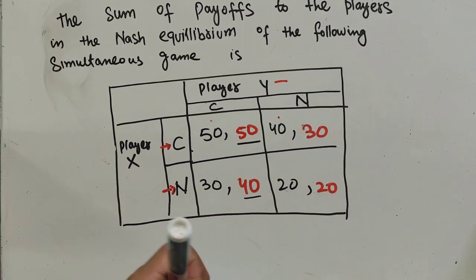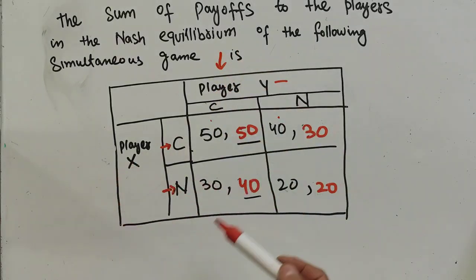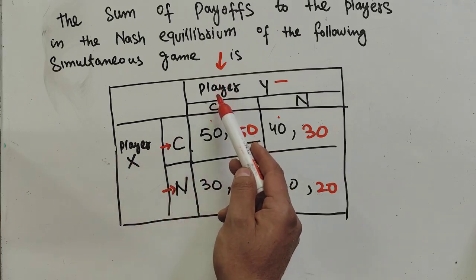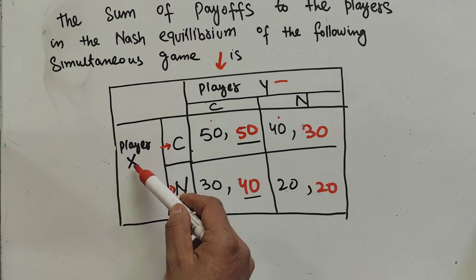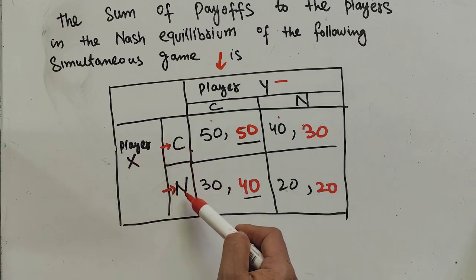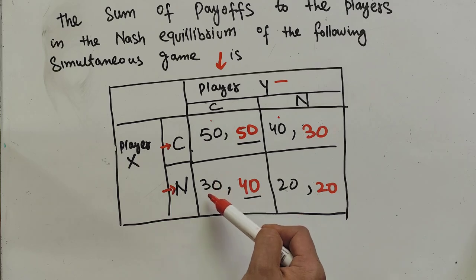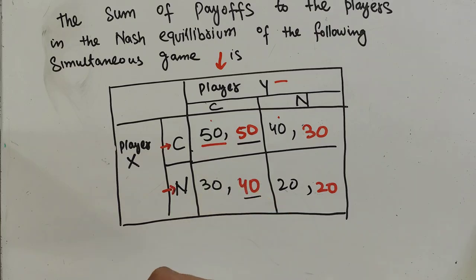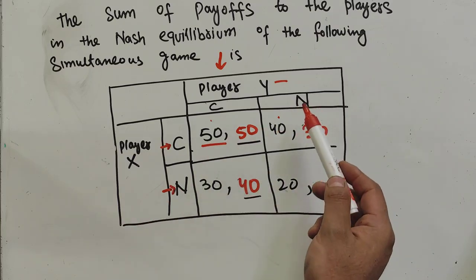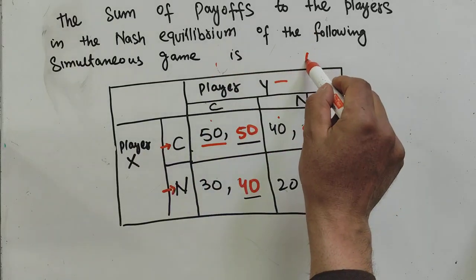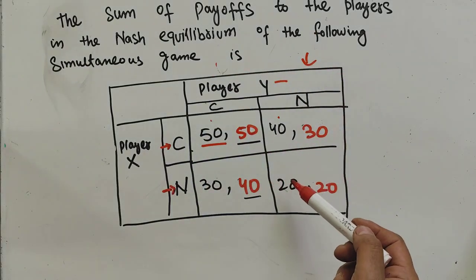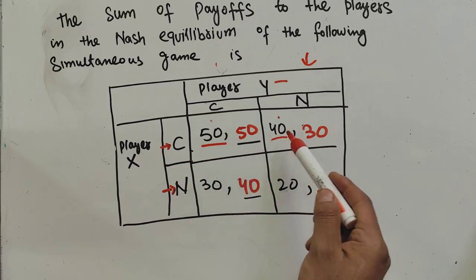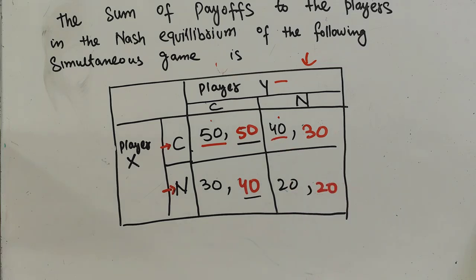Now let us see from the perspective of player X when player Y has chosen to cooperate. When player Y chooses to cooperate, again player X has two options, either to cooperate or not to cooperate. Cooperate gives him 50 as payoff, not to cooperate gives 30. Obviously 50 is greater than 30, he will choose to cooperate. Symmetrically, when player Y chooses not to cooperate, again player X has two options. Cooperate gives him 40, which is greater than 20, so she or he will choose 40.